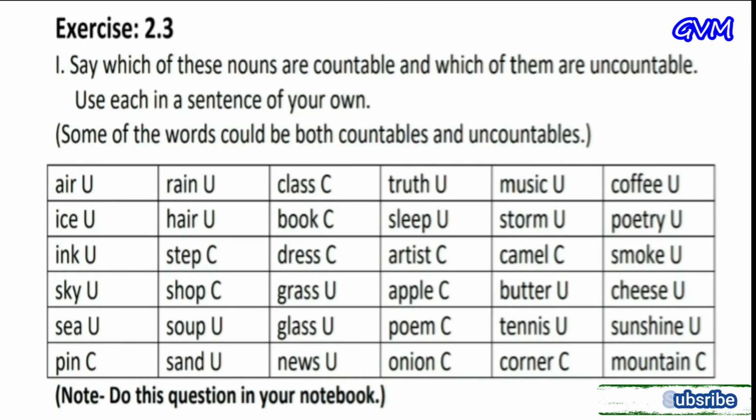Smoke, uncountable. Sky, uncountable. Shop, countable. Grass, uncountable. Apple, countable. Butter, uncountable. Cheese, uncountable. Sea, uncountable. Soup, uncountable. Glass, uncountable. Poem, countable. Tennis, uncountable. Sunshine, uncountable. Sand, uncountable. News, uncountable. Onion, countable. Corner, countable. Mountain, countable. My dear student, do this question in your notebook.